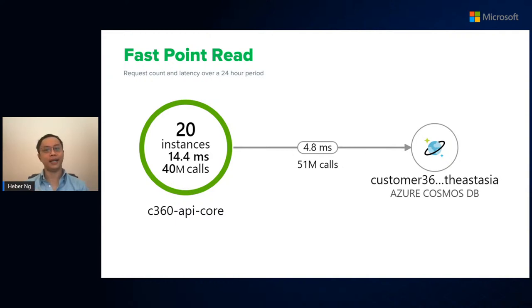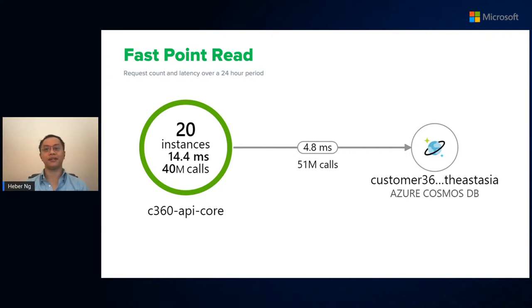Cosmos DB, on the other hand, provides a mechanism called point read. When using point read to query a document by its ID, this query bypasses the query engine of Cosmos DB and talks directly to the storage layer. This makes the retrieval of a single document blazingly fast.